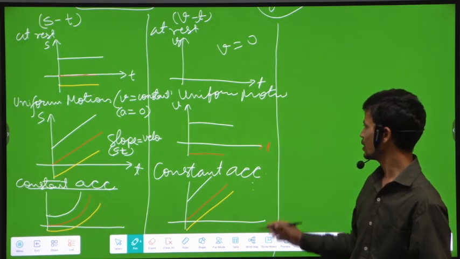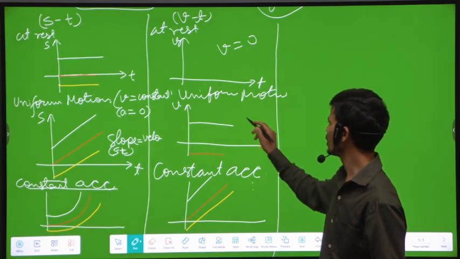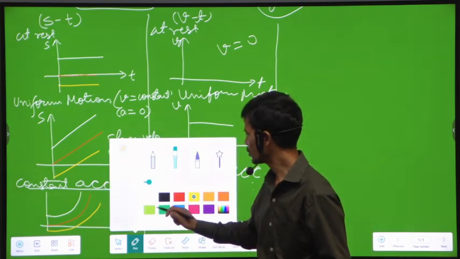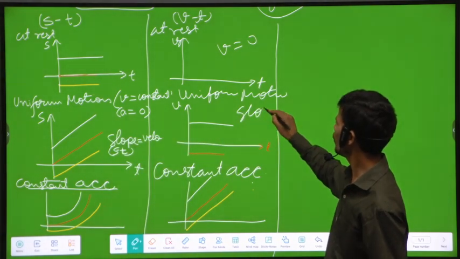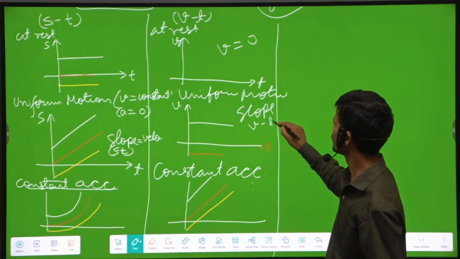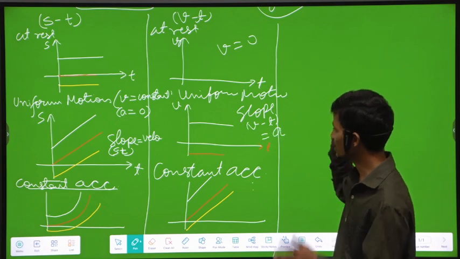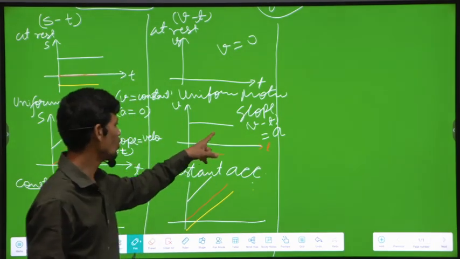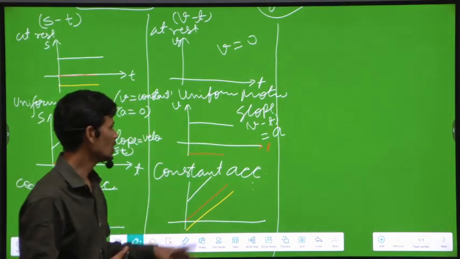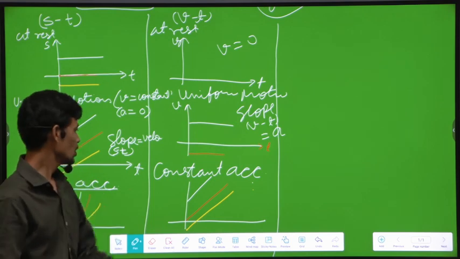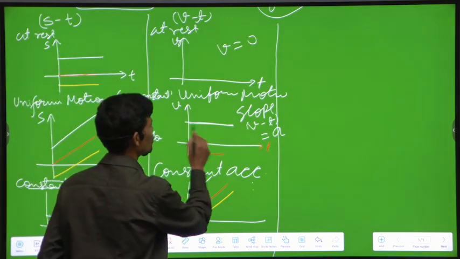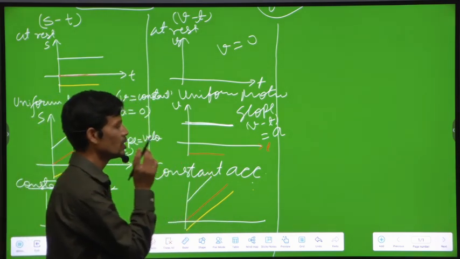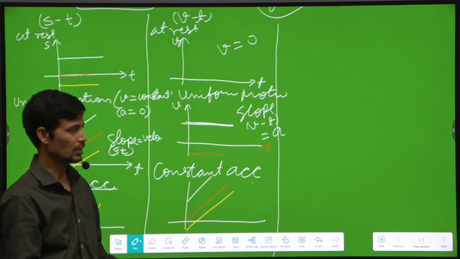And remember, the slope of the VT graph gives the value of acceleration. So remember, acceleration is the rate of change of velocity, and also the slope of the VT graph is the measure of acceleration. Here there is no slope, so acceleration is 0. There is constant slope, so there is constant acceleration.